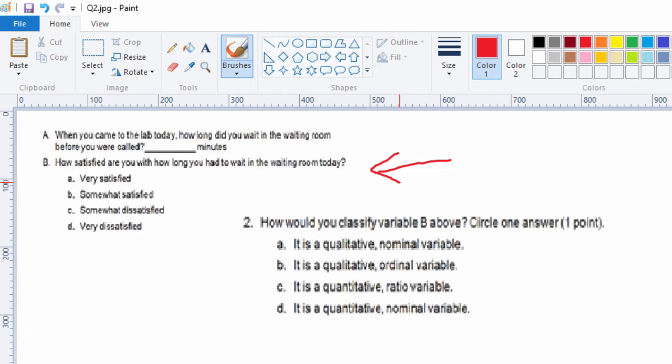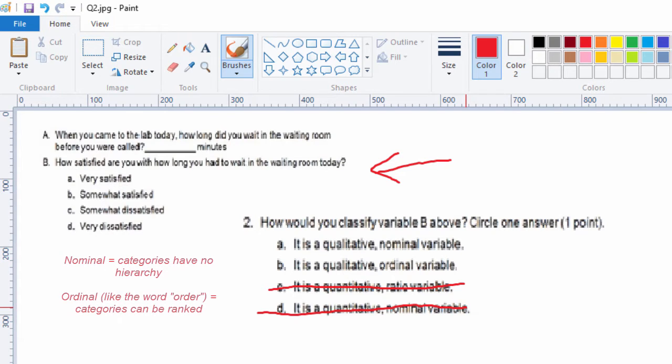And you'll also see A, B, C, D, the choices are the same as in question one. So now we know quantitative is wrong, right, for this, because it's categorical, it's qualitative. So we're gonna cross those out. But now we have to decide between nominal and ordinal.